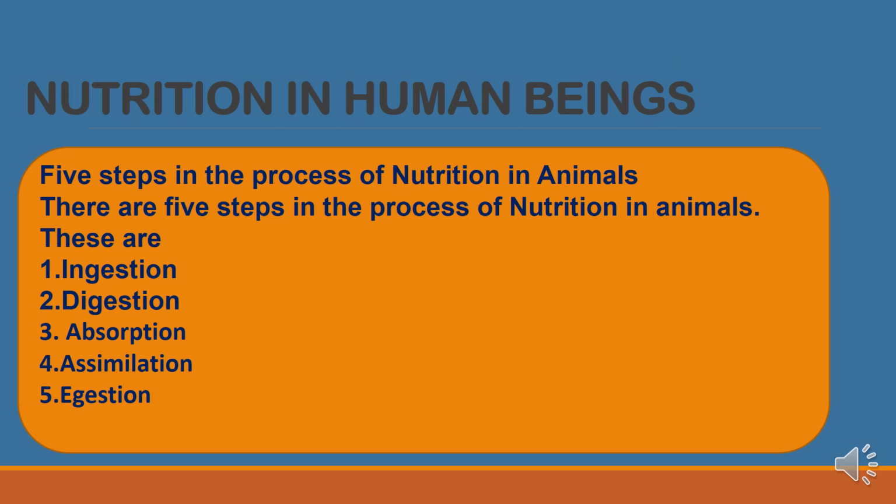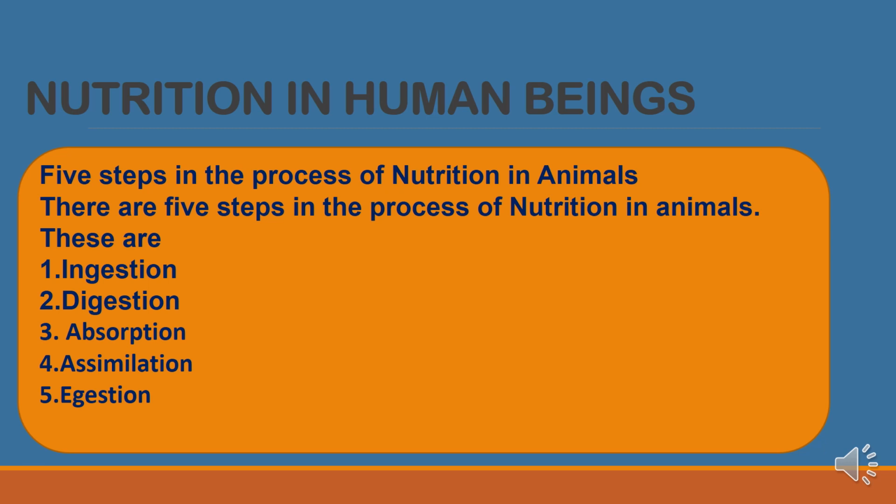So the first thing that we have to know is nutrition in human beings has 5 basic steps that we have also discussed in our previous video. First is ingestion, which is taking in of food. Then after that there is digestion. What is digestion? Digestion is the conversion or breakdown of complex food particles into very small and soluble particles so that they can easily be absorbed.